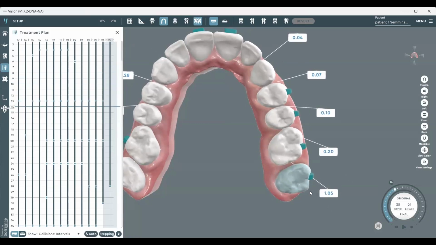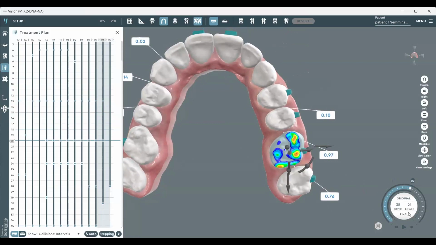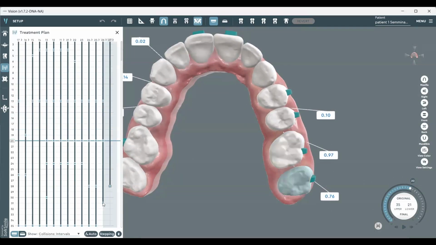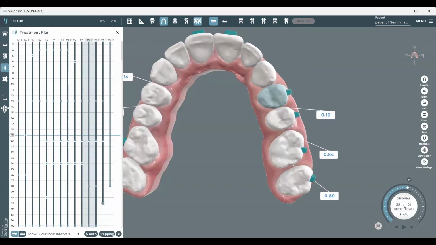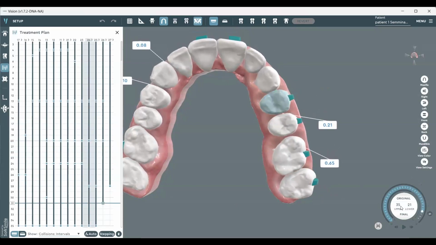Then when the distalization of 7 is halfway, we can start moving 6. And also rotation of 6 is done. We can start distalizing 6. And then when we have almost done with 7, halfway of 6, we can start moving the premolars distal to have a sequential distalization.